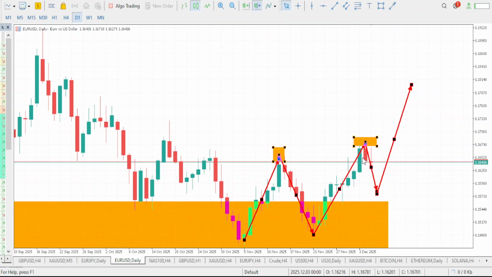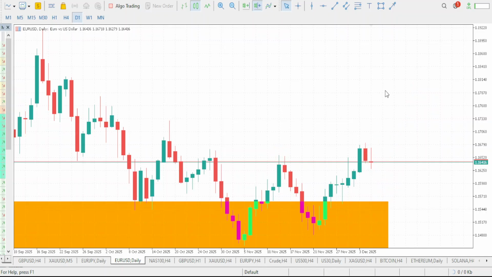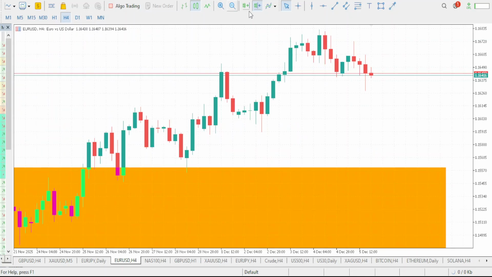So above all, on our Euro USD, we are anticipating a bullish move. More movement to the upside is what we should be anticipating and watching out for. A little bit of a pullback is what we should be expecting before the market eventually pushes up to continue the movement to the upside. So more uptrend move is what we are expecting.